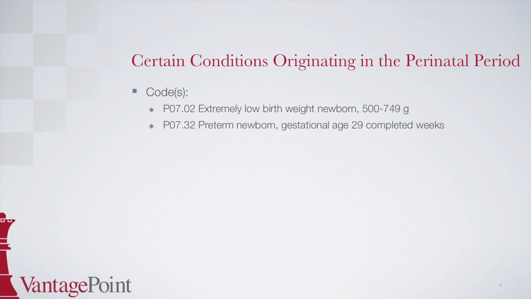The second code is P07.32, preterm newborn, gestational age 29 completed weeks. To locate this code, start at premature in the alphabetic index, then go to newborn, then less than 37 completed weeks. There is a note stating see preterm, newborn. After following these directions, indented under preterm, then newborn, is gestational age, followed by 29 completed weeks, which points to P07.32, which you would then confirm in the tabular.